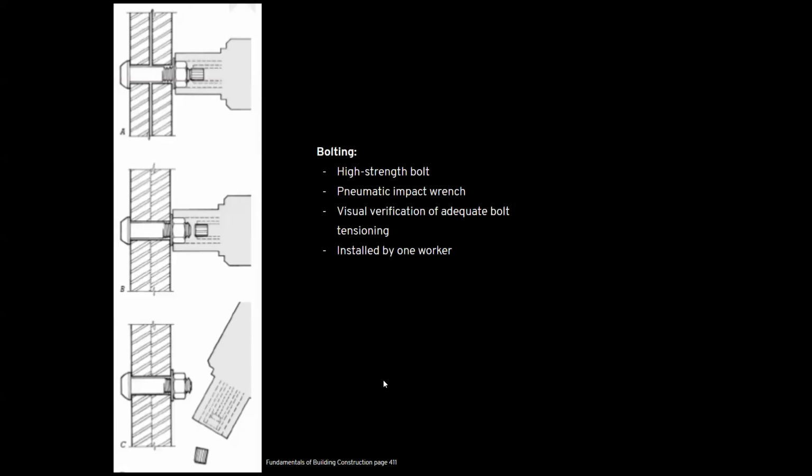So here's bolting. It is typically done with high-strength bolts and a pneumatic impact wrench, which you can see in this diagram. This allows a visual verification of adequate bolt tensioning, which is a time saver during inspections, and it can be installed by one worker.